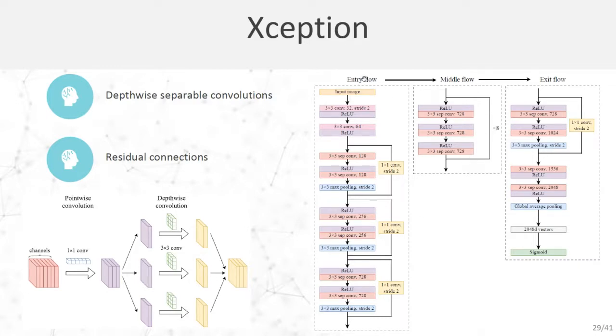It consists of three main parts, and these are the entry, middle, and exit flow. It contains a total of 36 convolutional layers divided into these 14 modules, where each module except the first and the last one also contains these residual or shortcut connections. Moreover, only the first module uses traditional 3x3 convolutions, while all others use the depth-wise separable convolutions with also 3x3 convolutional kernels.